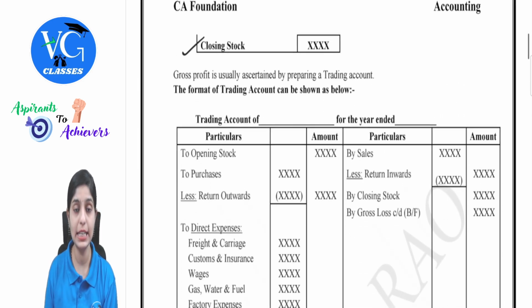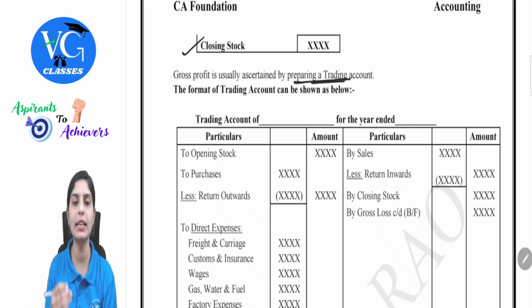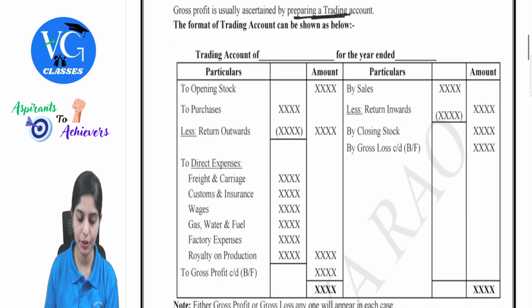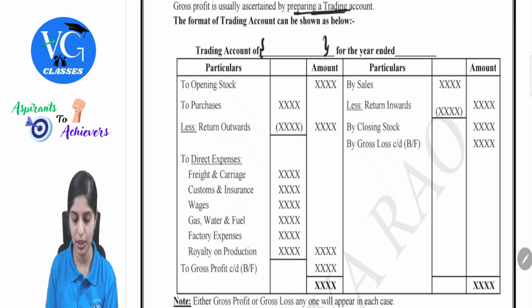Gross profit is usually ascertained by preparing a trading account. In final accounts, we generally arrive at gross profit by presenting all the relevant information in the trading account. This is the format of trading account. How to start? Trading account of the respective sole proprietor's name needs to be mentioned for the year ended. Generally, it will be for 31st March, but it also becomes important to look at the question and then mention the year ending date here.